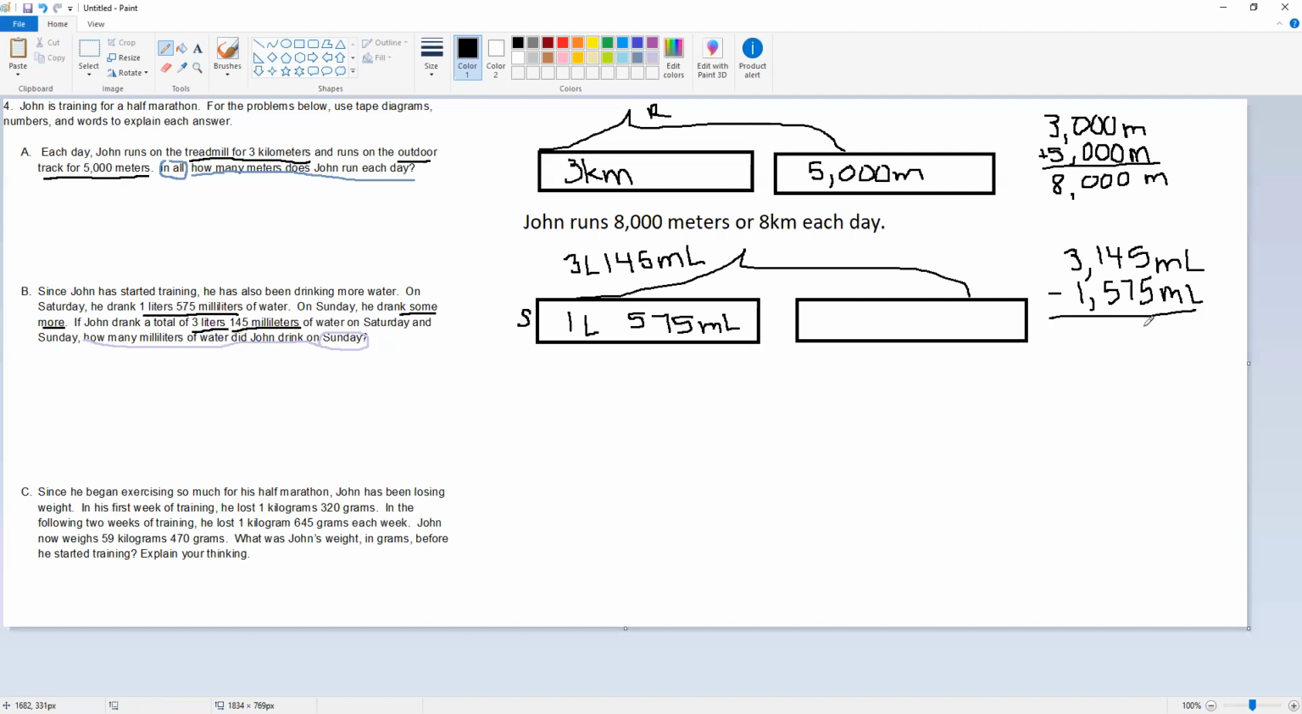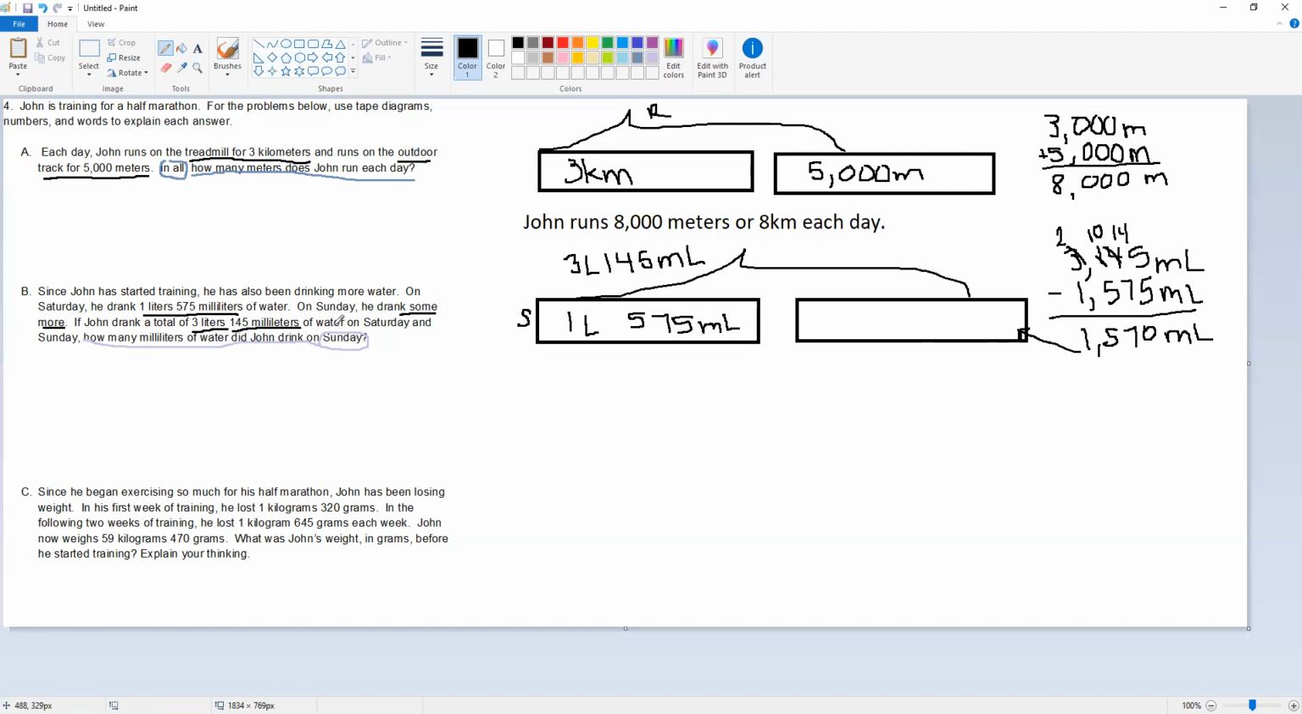Let's subtract it. 5 minus 5 is 0. Can't do this, so I'm gonna take a group here, change that to 0. Make this 14. 14 minus 7 is 7. Can't do, take 5 away from 0, so I'm going to borrow from over here. There we go. So 10 minus 5 is 5, and 2 minus 1 is 1. So we know that this is how much he drank, and then we just have to check our question and make sure we're answering the right thing.